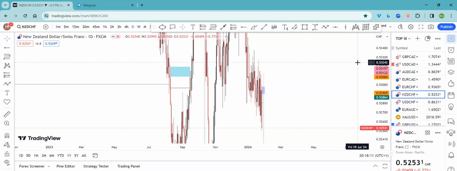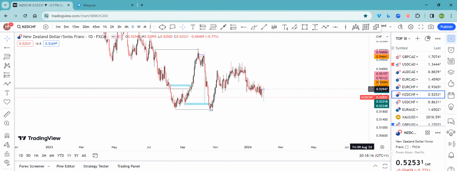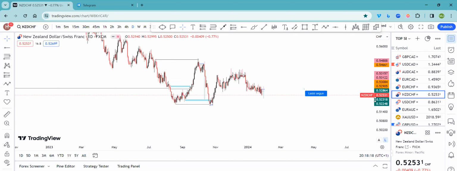Look at it. Look at the overall direction. Very strong bearish. So we can still have that higher possibility.